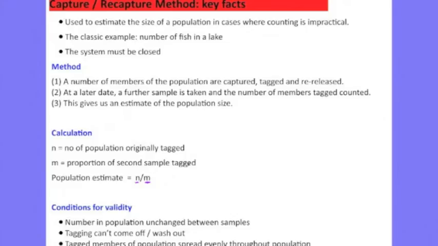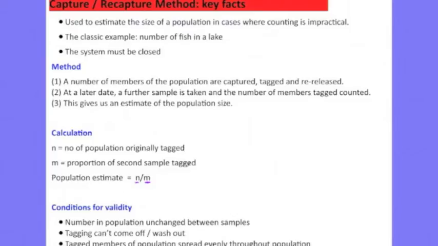Now, there are a number of assumptions that we need to make when carrying out this method for estimating the size of a population. And they're called the conditions for validity. First, the number in the population remains unchanged between samples. So the number in the population must stay the same. We're assuming that it stays the same.